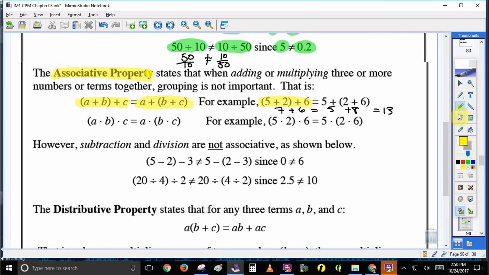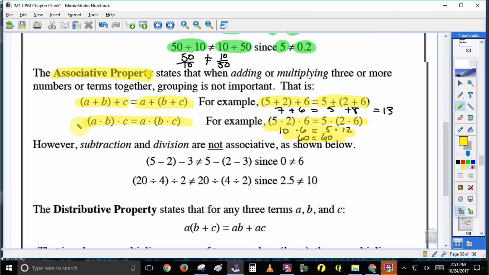Likewise, multiplication has this property. So A times B times C is the same thing as A times B times C, regrouped. So for example, if we did the 5 times 2 first, we would get 10 times 6, and we know that would give us 60. And on the right, if we did the 2 times 6 first, that would give us 12 times 5, which would also give us 60.